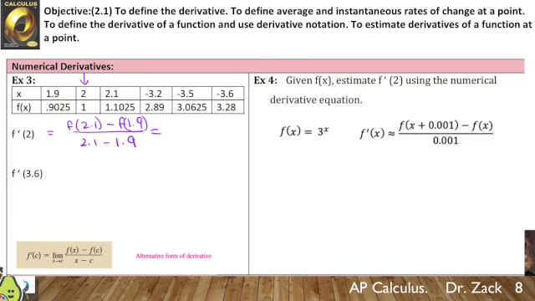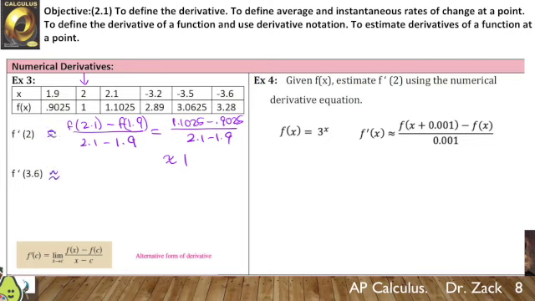Now, it might bother you that we're going to the right and left, but that is how you find a numerical derivative. So in this case, we're going to have 1.1025 minus 0.9025 over 2.1 minus 1.9, and that is approximately equal to 1.